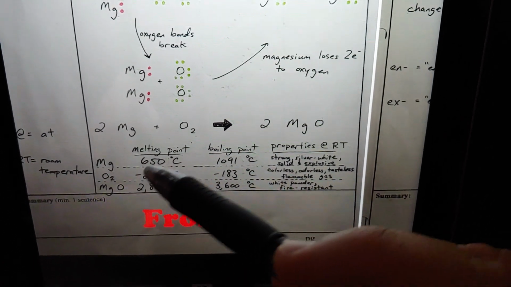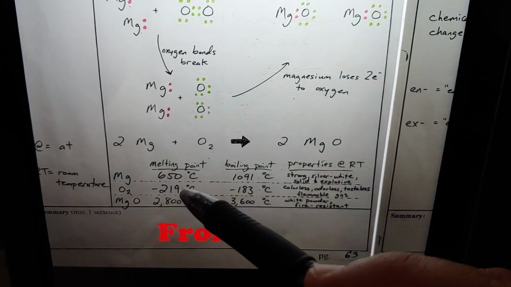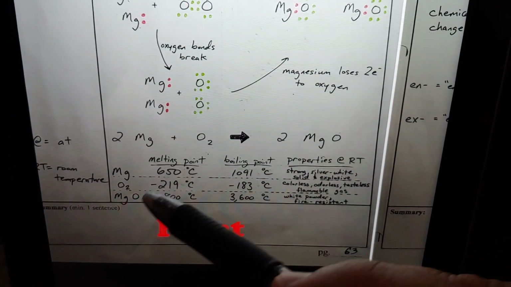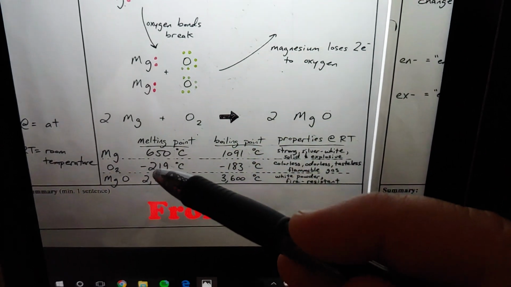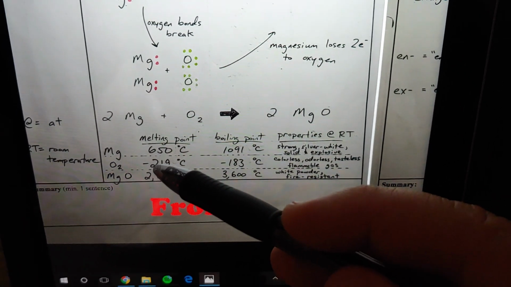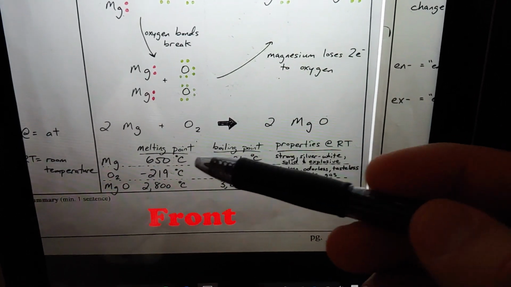Now, look at oxygen. This is what we breathe. It has a melting point of negative 219 degrees Celsius. That means that if you want to turn oxygen into a solid cube, like an ice cube, it'd have to be lower than this. It'd have to be negative 220 degrees. So oxygen has to get super, super cold to turn hard.